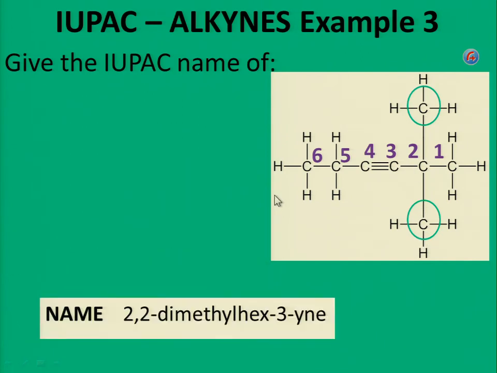Then you can write down the name. 2,2-dimethyl because it's 2 methyl groups. Hex because there are 6 carbons. 3-yne because there's a triple bond at carbon 3.